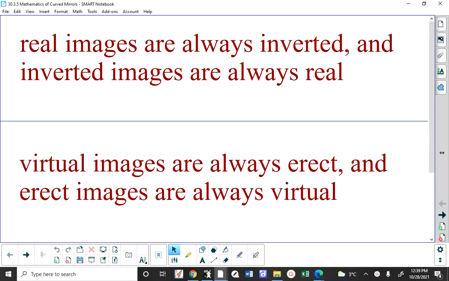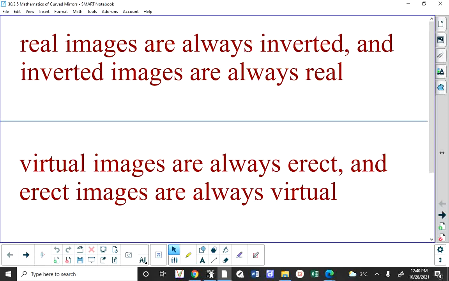There's a minimum level of information that you need to know, which would be something like what you're looking at on the screen right now, which is that real images are always inverted and inverted images are always real. There's no exception to that. If it's a real image, it's inverted. If it's an inverted image, it's real. If you happen to remember that, it's helpful. You need to know that.